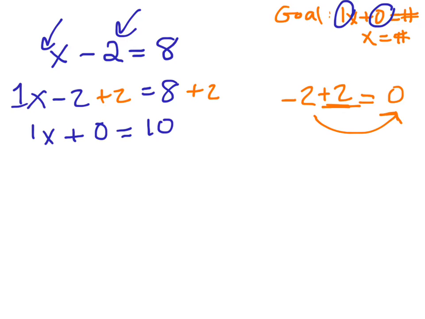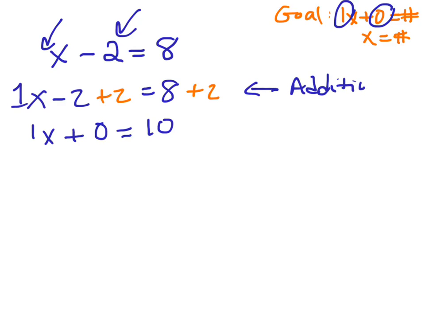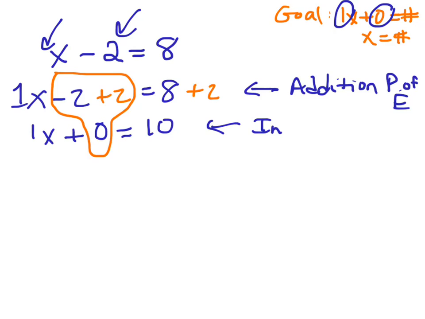Alright, so we actually used two properties here. First of all, let me clear this out. At this step, we used the addition property of equality to justify why we could add 2 to both sides of the equation. And then I had a second property that explains why negative 2 plus 2 equals 0, and that is the inverse property of addition.